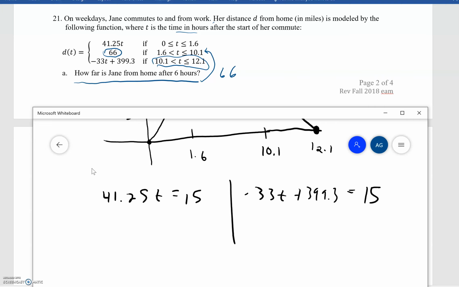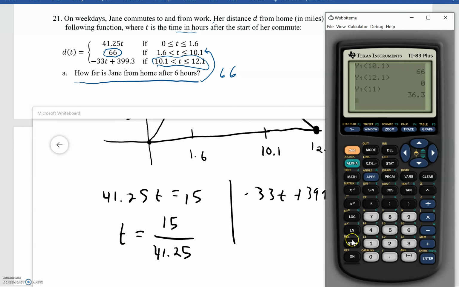Now you can do calc intersect for both of them. That's fine. This one's pretty easy just to do by hand because all I have to do is divide. So I'm trying to find the easy way out wherever I can. So that's after 0.3636 repeating hours.